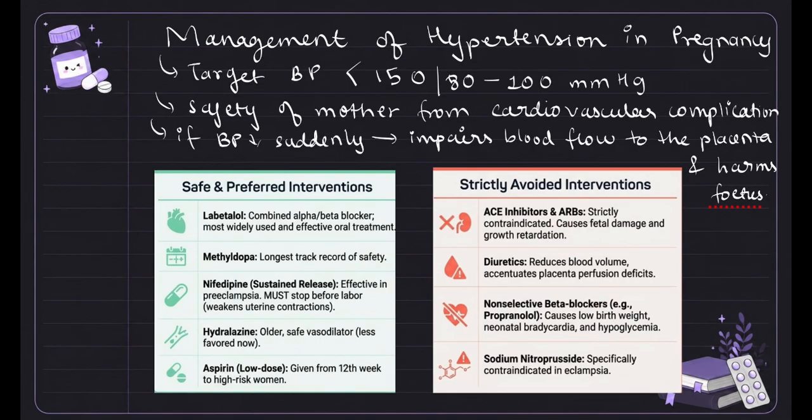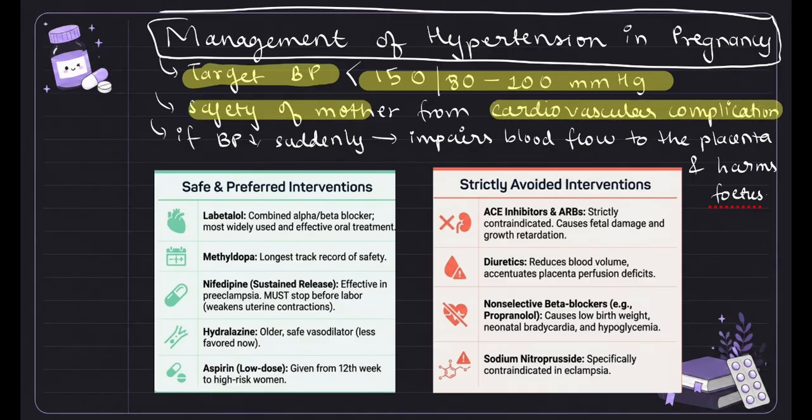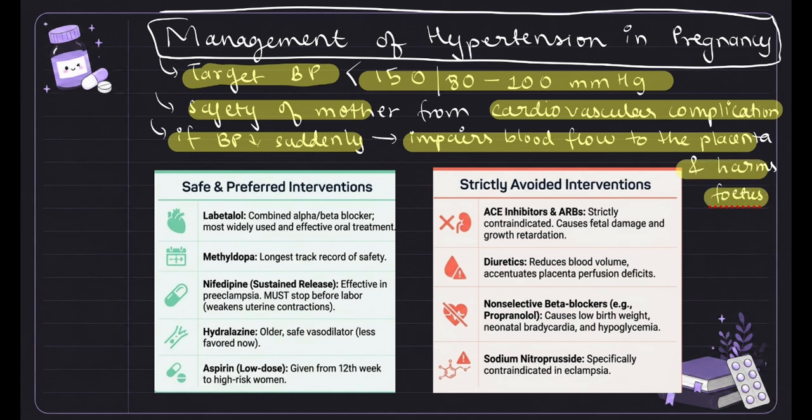Next, we'll gently shift into pregnancy and crisis management. Managing high blood pressure during pregnancy requires an incredibly delicate balance. We have to protect the mother, but we also have to protect the developing baby. The target blood pressure here is strictly less than 150/80 to 100 millimeters of mercury. This specific range keeps the mother safe from cardiovascular complications. But we have to be so careful not to reduce that pressure too drastically or too quickly. If the blood pressure drops suddenly, it impairs the blood flow to the placenta, and that directly harms the fetus.